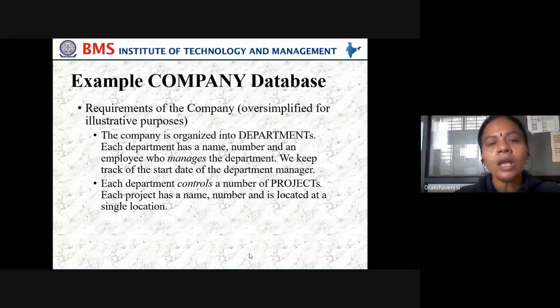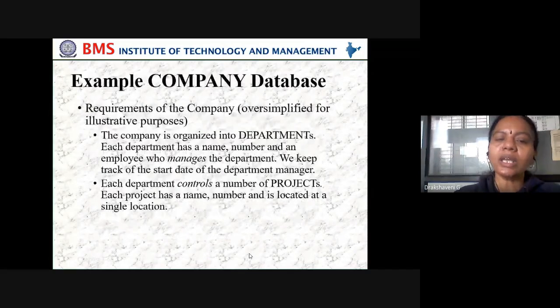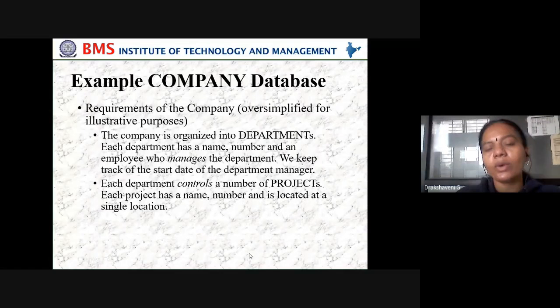And let us see one example with the company database. So how does the company database work? What is the requirement for a company? Oversimplified for illustrative purposes: the company is organized into departments. Each department has a name, number, and an employee who manages the department. We keep track of the start date of the department manager. Each department controls a number of projects. Each project has a name, number, and is located at a single location.